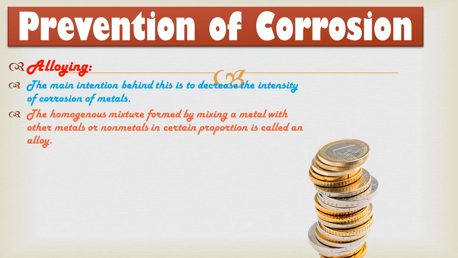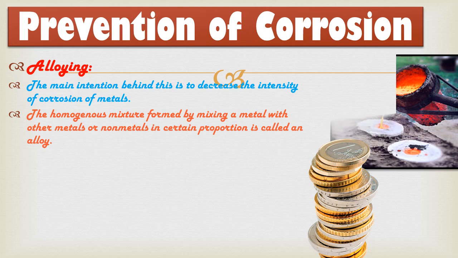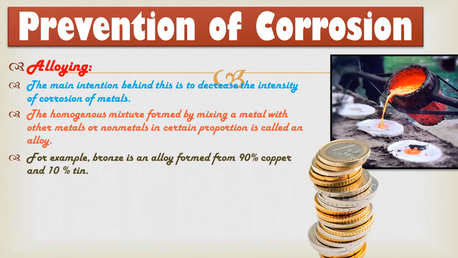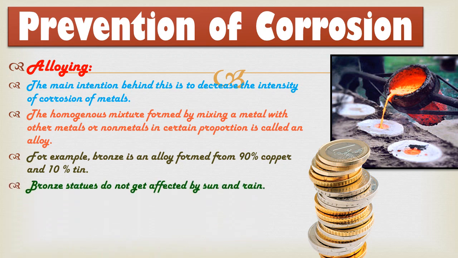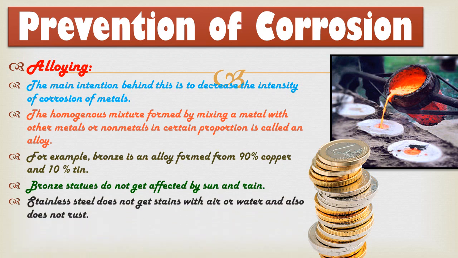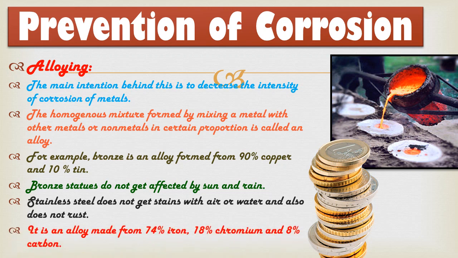So the homogeneous mixture formed by mixing a metal with other metals or non-metals in certain proportion is called an alloy. For example, bronze is an alloy formed from 90% copper and 10% tin. Bronze statues do not get affected by sun and rain, and stainless steel does not get stained by air or water and also does not rust. It is an alloy made from 70% iron, 18% chromium and 8% carbon.